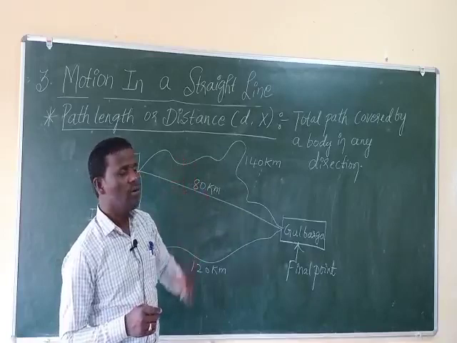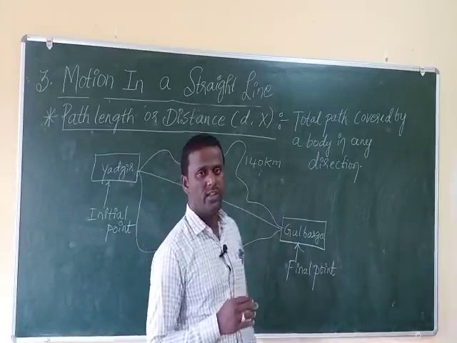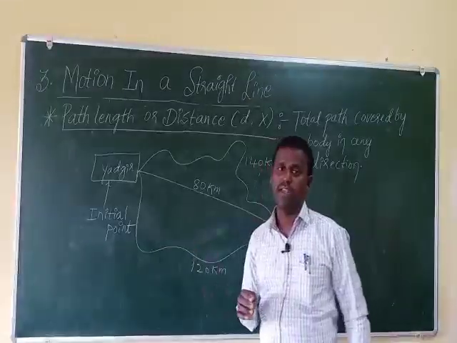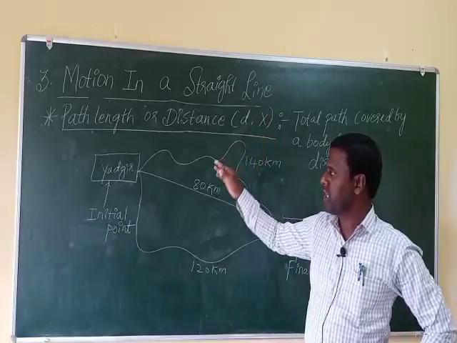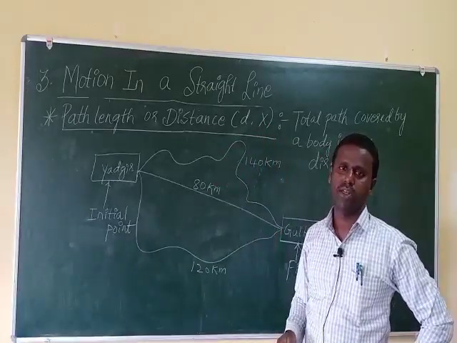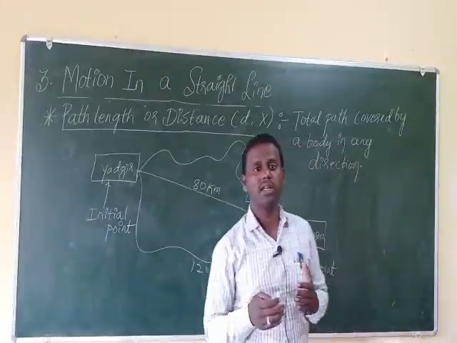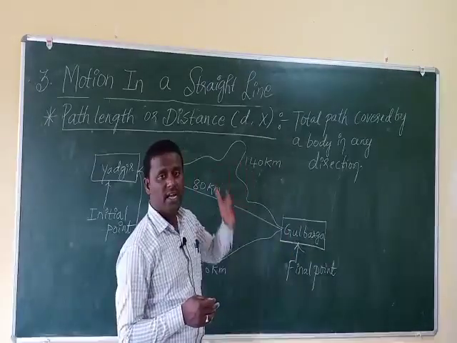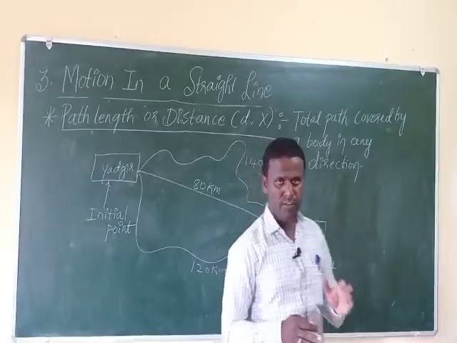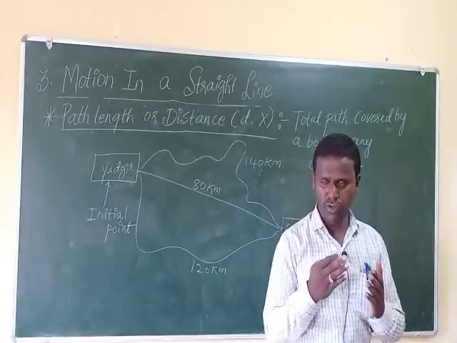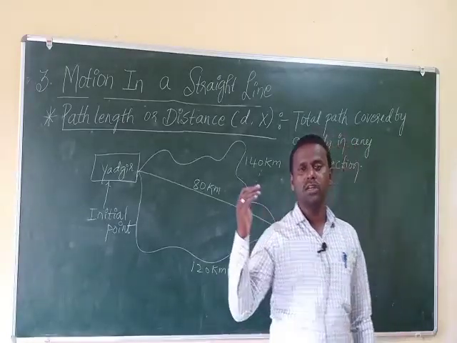So distance and displacement are two main terms that come up. What is the distance or path length? It is the actual path between initial point and final point, or it is the total path covered by a body in any direction. Here there is no specific direction in case of distance. We just travel from one point to another point without giving any preference to the direction.